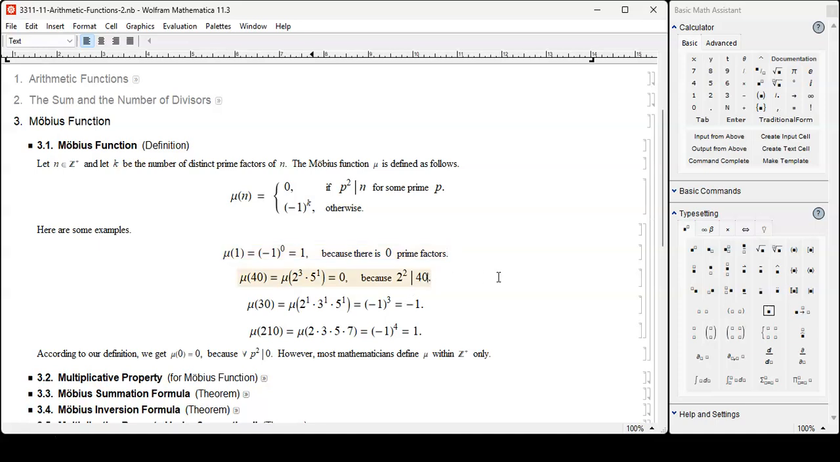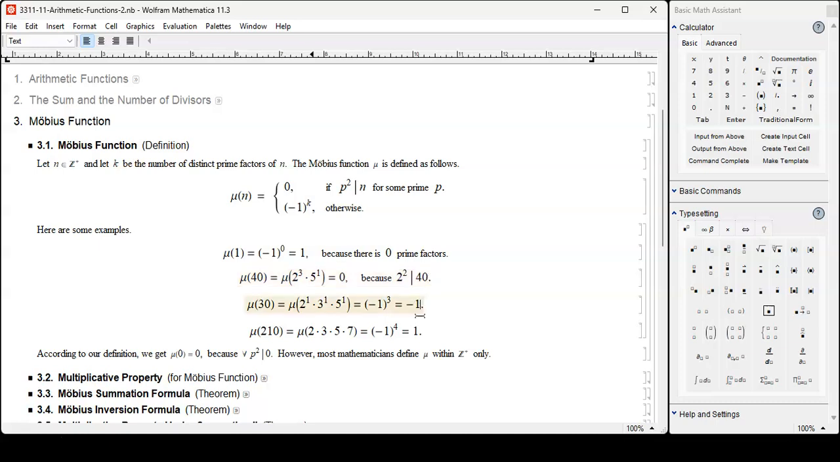How about this? Mu of 40 is 0 this time because 40 can be decomposed as 2 to the third power times 5 to the first power, 8 times 5, and consequently 40 is divisible by 2 squared. It falls into the first line. In fact, if you have a prime factorization, and if there's any prime factor with power 2 or higher, then it'll fall into the first line, and mu value will be 0. It will be divisible by that particular p squared.